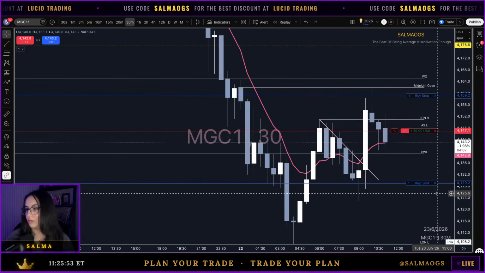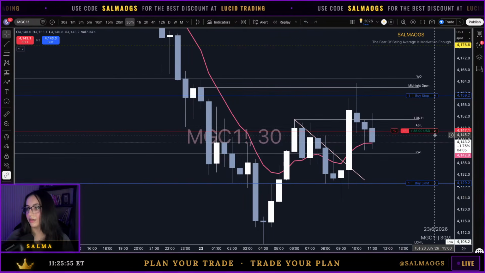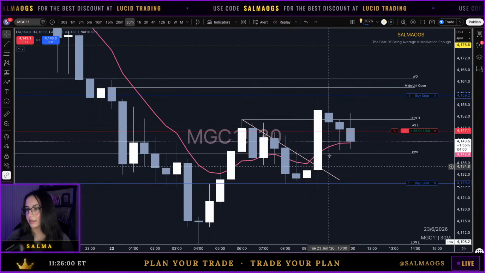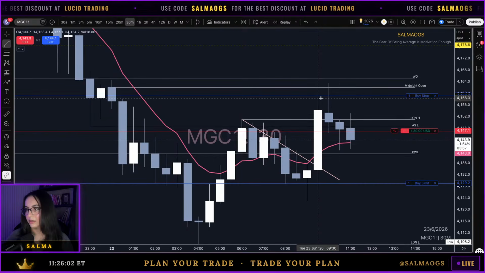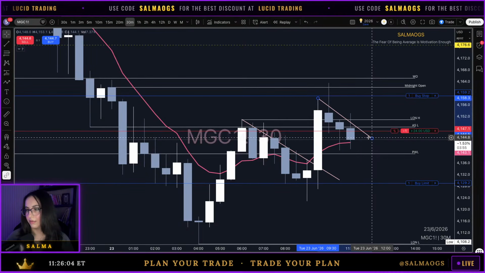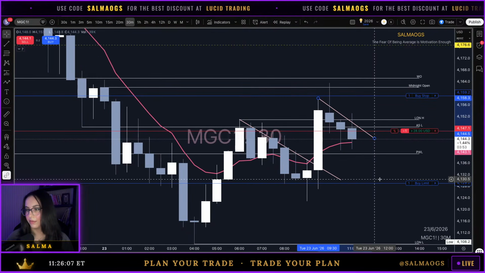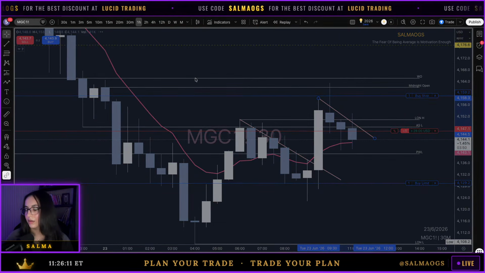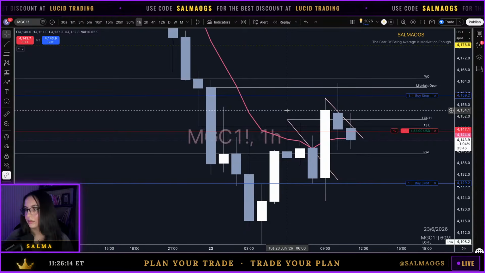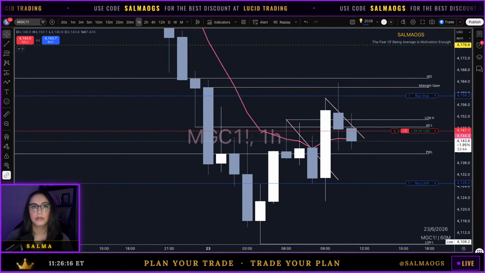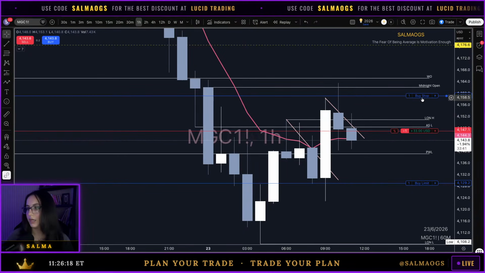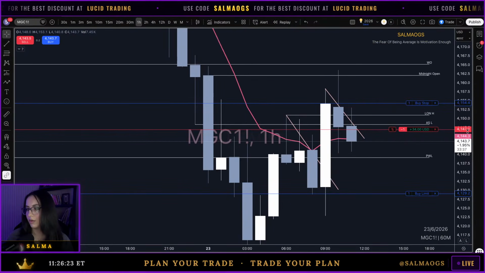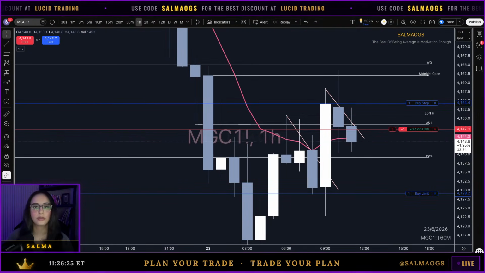Just need gold to move with the indices here. I don't want to see a repeat of this happening on GC. Don't want to see another repeat of, you know, we break out higher for the next leg up. I see continuation to the downside. Might even lower stops more. Now we're only risking 7 points.